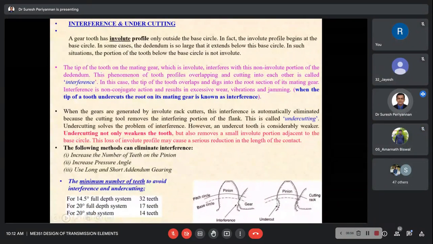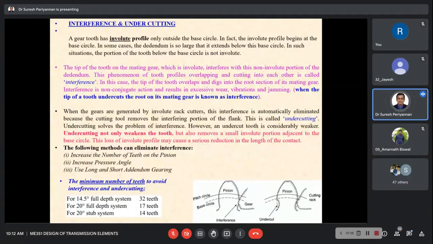Now, today we discuss interference and undercutting. These are important terminology for gear design. See here, what is interference and undercutting? First, see the theory, and I will give you clarity on interference and undercutting through some diagrams. A gear tooth has an involute profile only outside of the base circle, right? That's what we discussed, outside of the base circle.